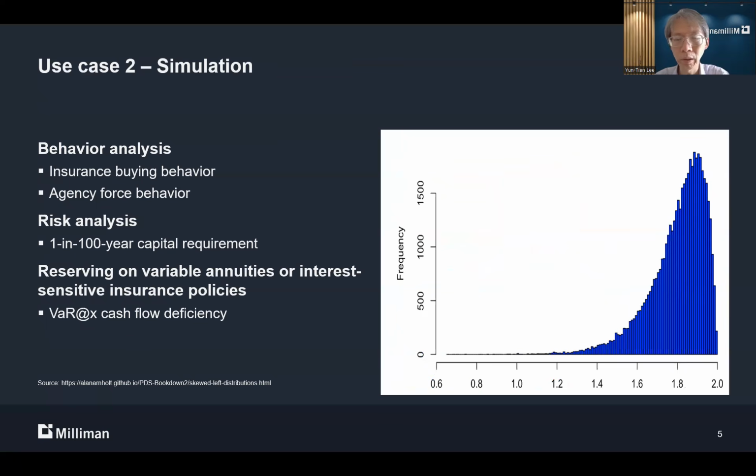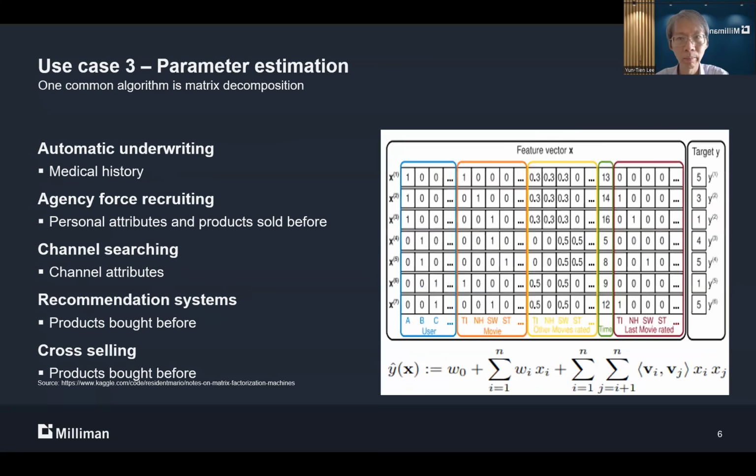The second application is about simulation, and so for many applications like behavior analysis or risk analysis, or even some of the reserving applications inside insurance calculation, where I want to do a lot of simulation on different applications.